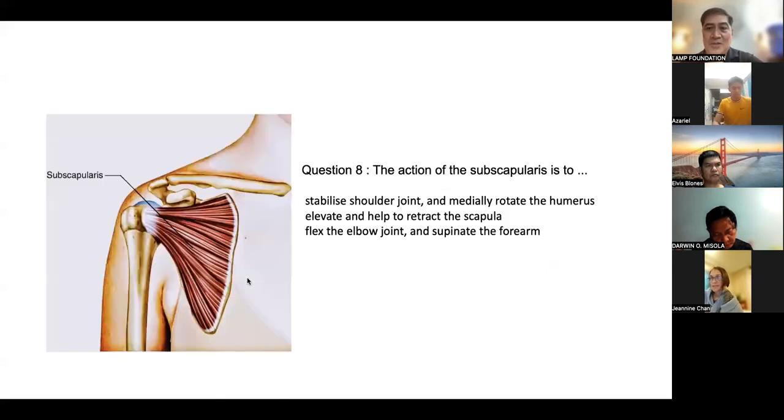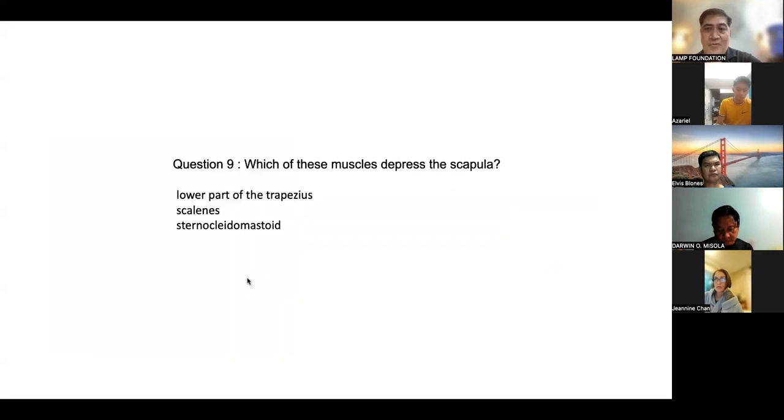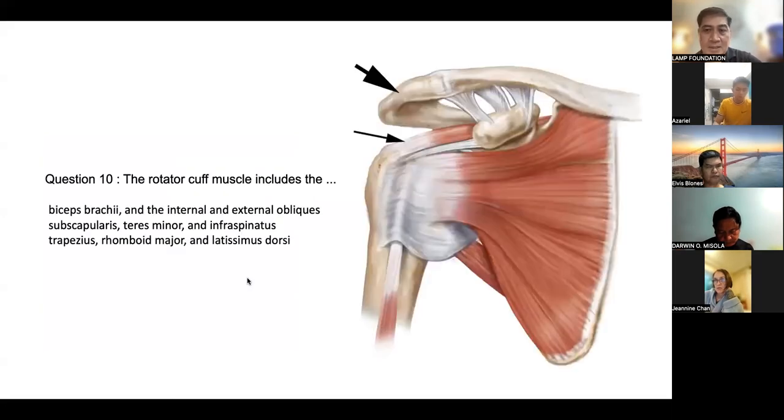Okay. Action of the subscapularis is to stabilize shoulder joint and medially rotate the humerus. Okay. Which of these muscles depress the scapula? Lower part of the trapezius. The rotator cuff muscle includes the biceps brachii and the internal and external obliques. No. Subscapularis, teres minor, and infraspinatus. Okay.